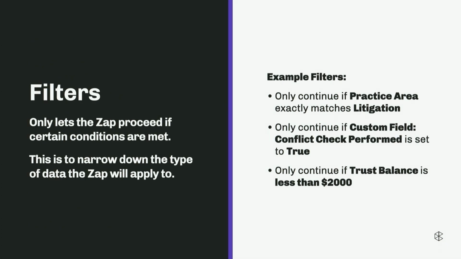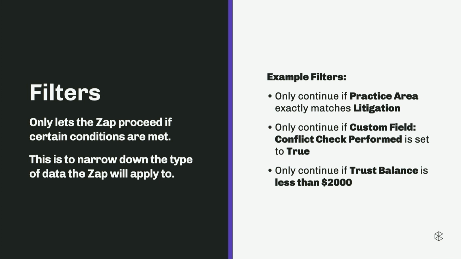Next, we have filters, my favorite. A filter is a step that only lets the Zap proceed if a certain test is passed. Think of it as setting a condition in place for your trigger. This is extremely important as it helps with focusing the Zap on specific subsets of data.